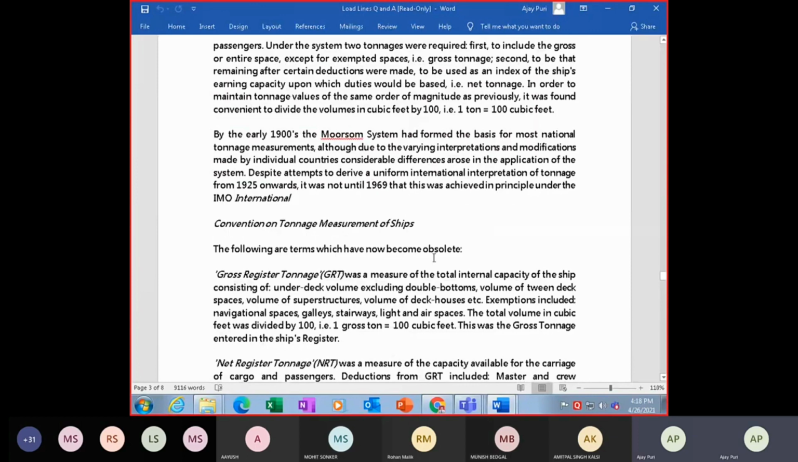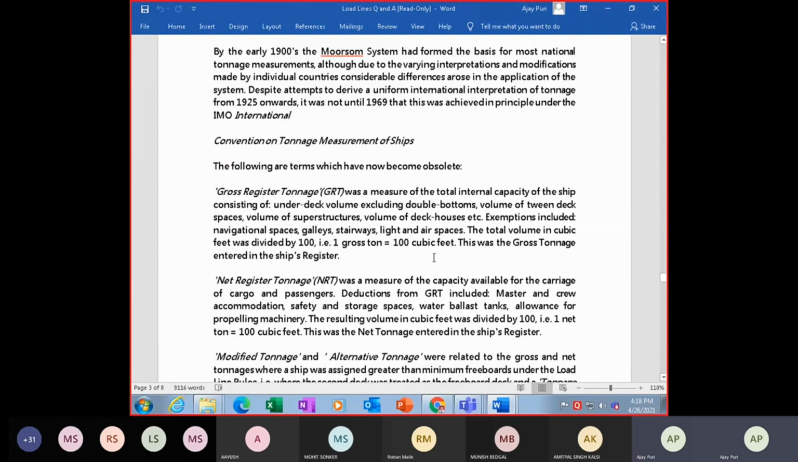Now we'll come to GRT and NRT. So gross registered tonnage was used earlier; now that has changed, it's now gross tonnage, GT and NT. So the measure of total internal capacity of the ship consists of underdeck volume excluding DB, volume of tween deck spaces, volume of superstructure, volume of deck houses. Exemptions will include navigation spaces, galleys, stairways, lights and air spaces. So the total volume in cubic feet was divided by 100, and one gross tonnage was equal to 100 cubic feet. This was entered in your ship's register at that time.